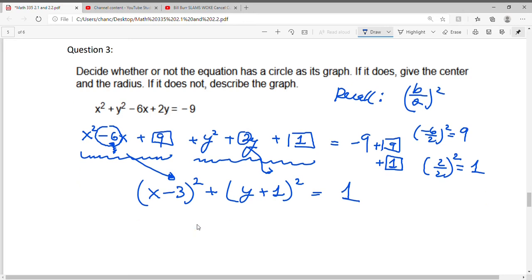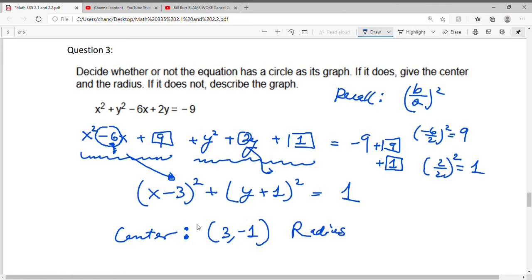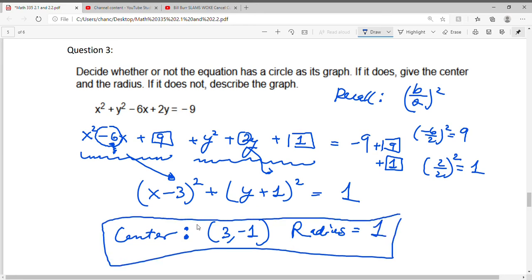Now this is great. We can read off the center. This is definitely a circle because the number on the right is greater than 0. This must be a circle. The center is (3, −1), and our radius is the square root of 1, or 1. For this problem, we have to complete the square twice. And we have converted our equation to center-radius form, so we can read the radius and we can read off the center.